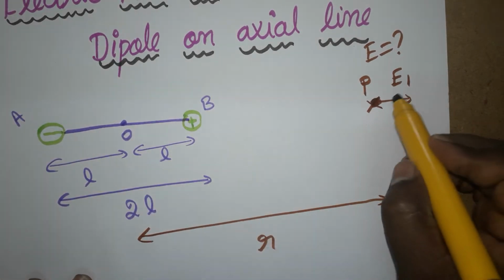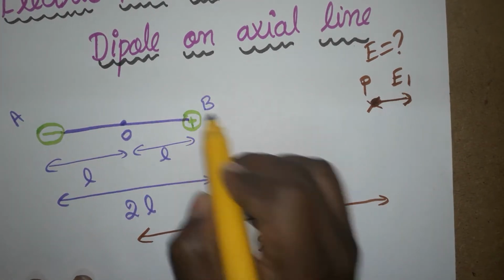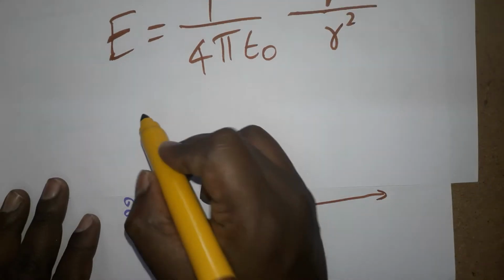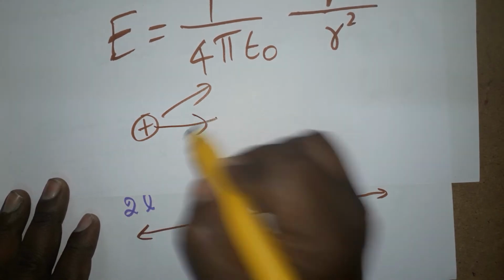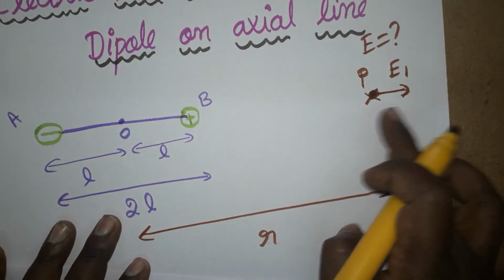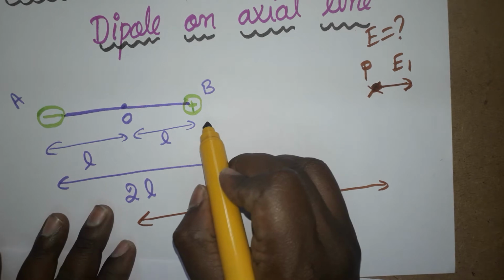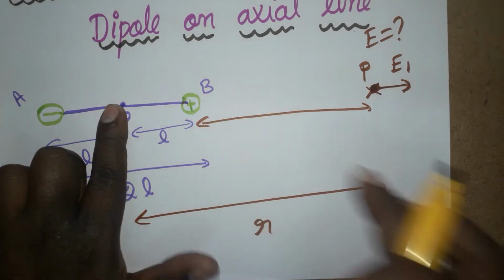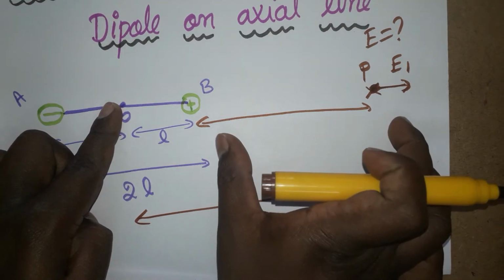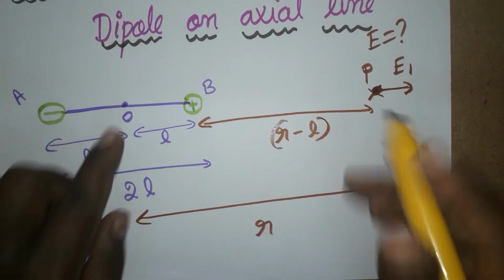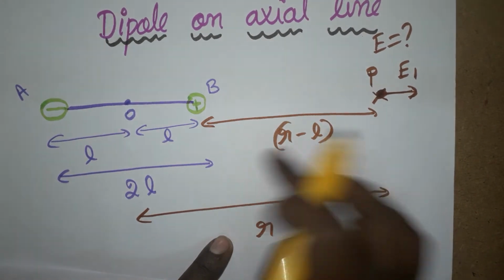The electric field produced due to the positive charge is E1. From plus the electric field will be outwards, and for minus the electric field will be towards. Here we take plus, so the electric field will be outwards. Then we need the BP distance. From here to here is L, from here to here is R. So the BP distance is R minus L.